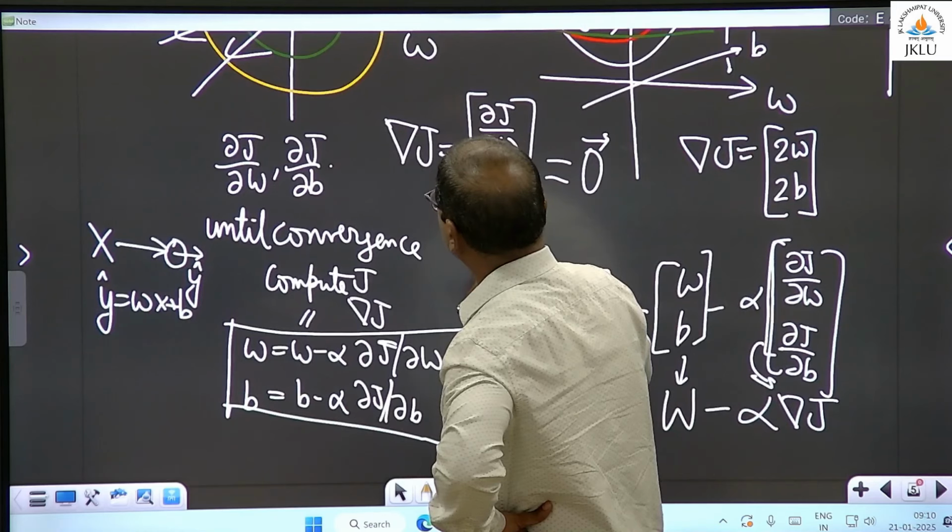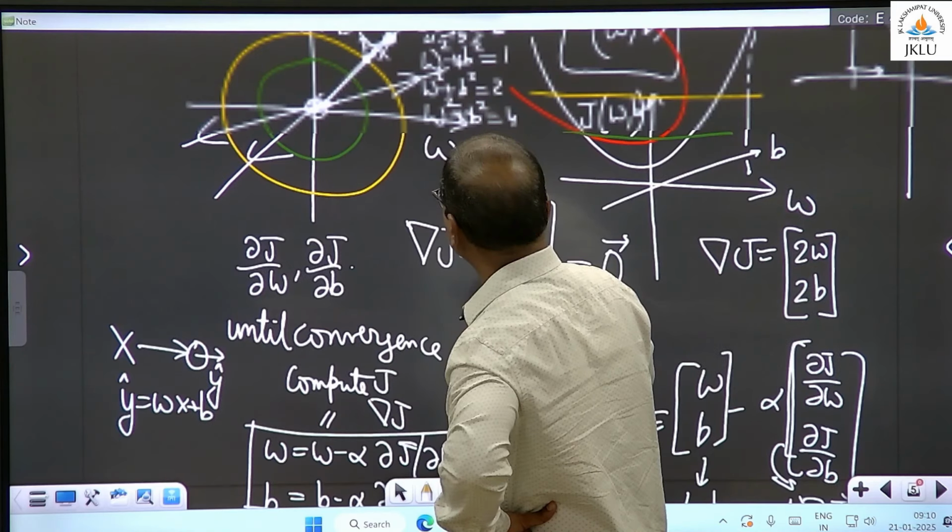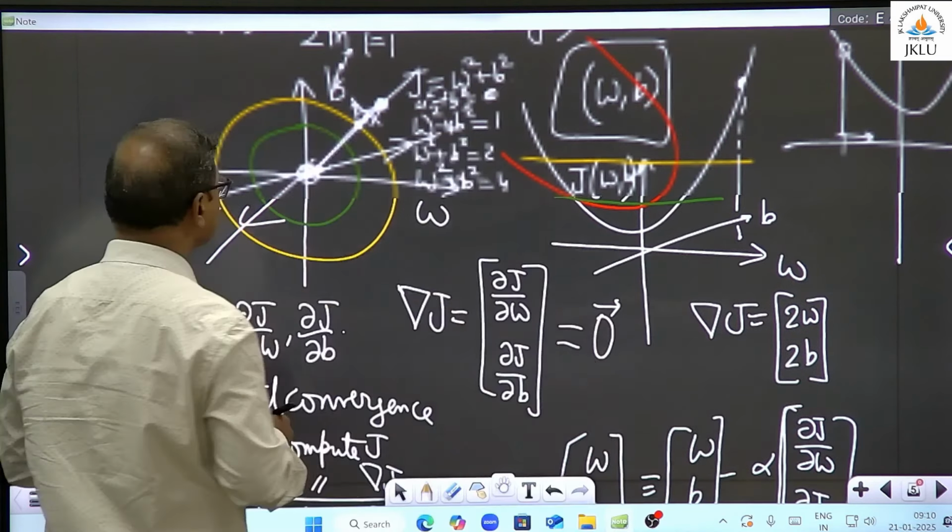So, now I think I have talked about a lot of things. You have to help me out. I want to go from here to the minima when j equals w square plus b square. How do I do that? Yes, when w and b are 0. So, what do I do?